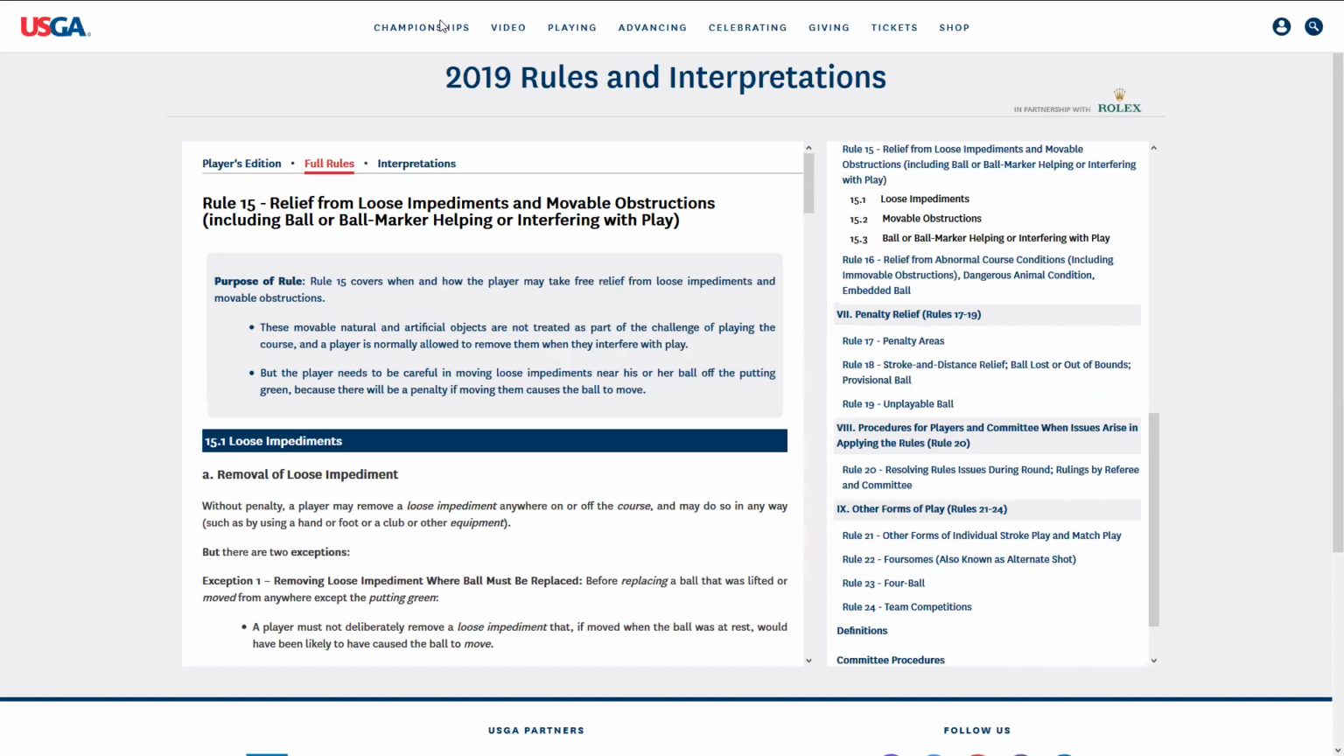Rule 15 is the old Rule 23, which was loose impediments, Rule 24-1, which was movable obstructions, and Rule 22, which was ball helping or interfering with play. So before we go through Rule 15, let's look at the notable changes to Rule 15.